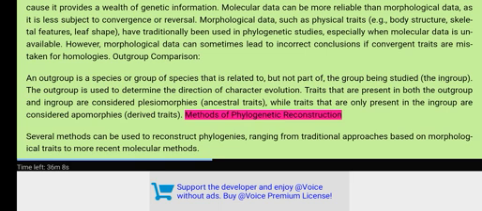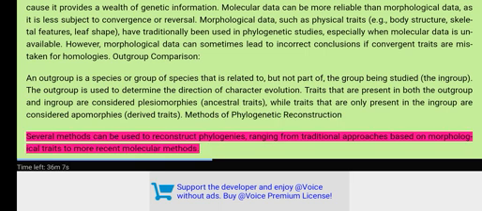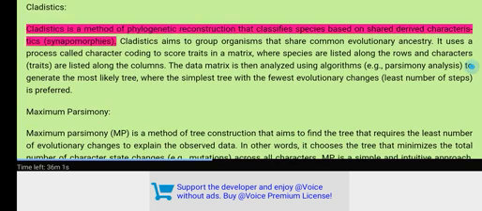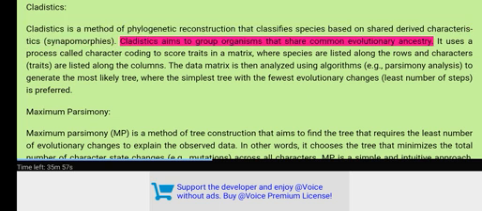Methods of phylogenetic reconstruction. Several methods can be used to reconstruct phylogenies, ranging from traditional approaches based on morphological traits to more recent molecular methods. Cladistics. Cladistics is a method of phylogenetic reconstruction that classifies species based on shared derived characteristics, synapomorphies. Cladistics aims to group organisms that share common evolutionary ancestry.